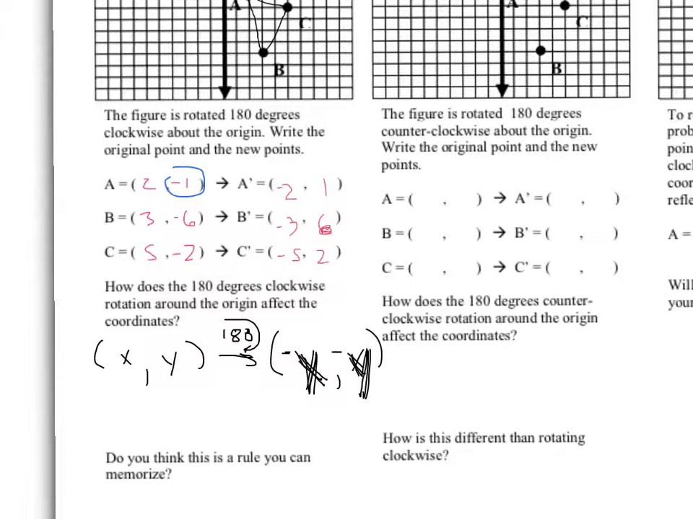So the x's and y's don't switch, but they both switch signs. So when we start to think about all of the rules that we have so far, and we go back to rotation of 90 degrees clockwise, we switch the x and y. The x is going to switch signs as it moves over to the y place. If we rotate it counterclockwise, then our rule is that we need to switch the x and y, and as the y switches to the x place, it's going to become negative. And for our rotation of 180 degrees clockwise, we can see they don't switch, but they both switch signs.